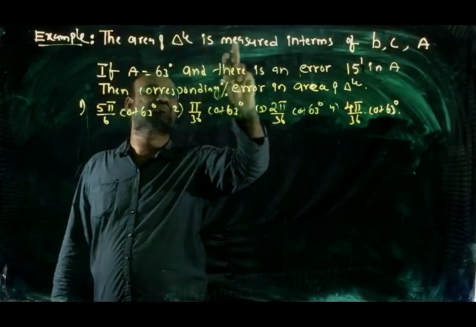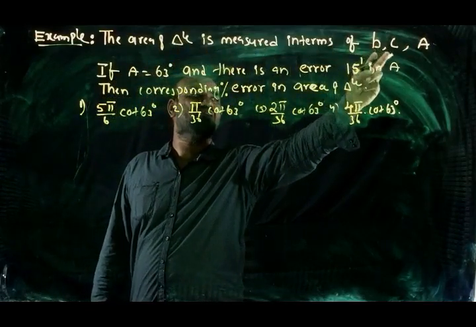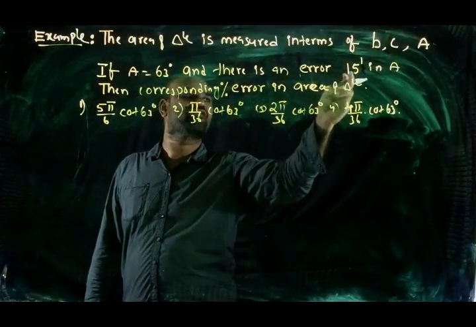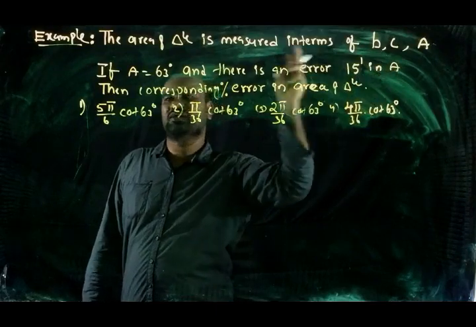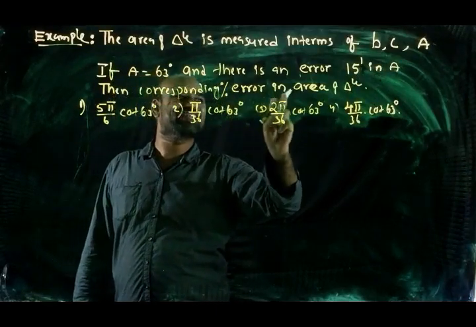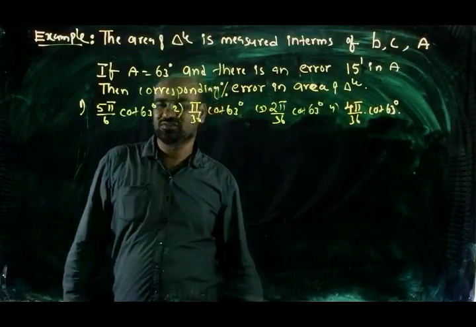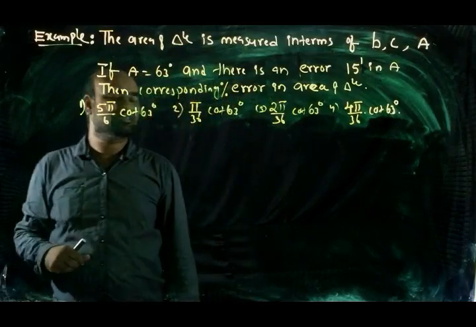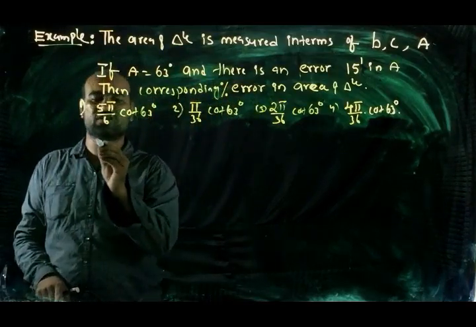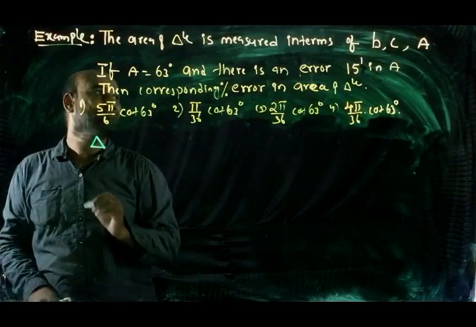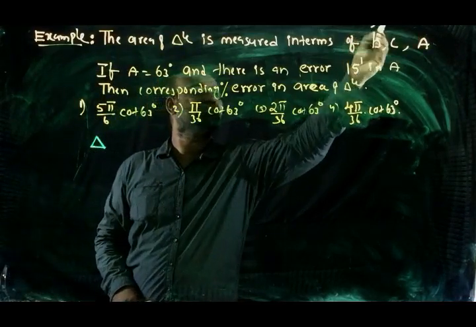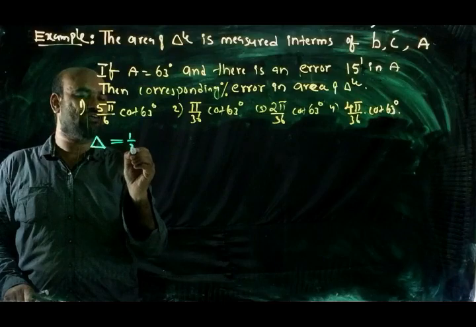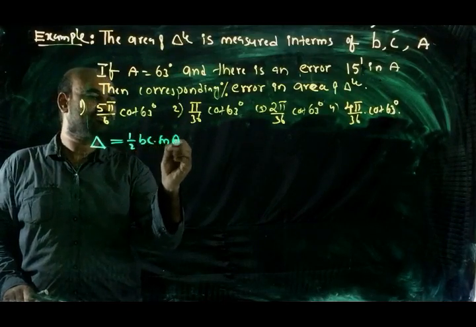See children, another example problem. The area of a triangle is measured in terms of small b, small c and capital A. If capital A equals 63 degrees and there is an error of 15 minutes in capital A, then find the corresponding percentage error in the area of the triangle. Options are given. First of all, we should know how to find the area of the triangle when two sides and the included angle are given. Area of the triangle delta equal to half bc into sin A.